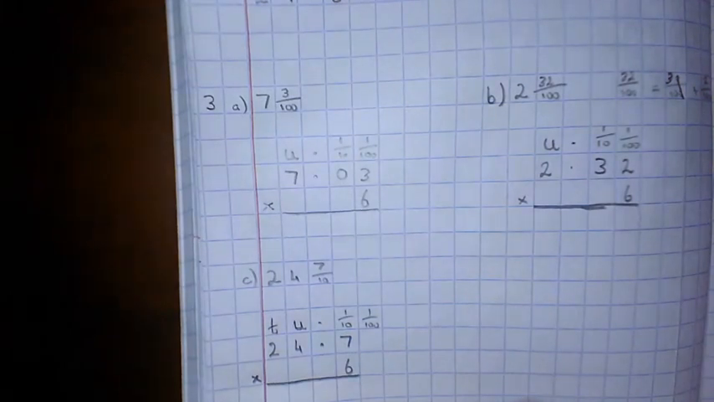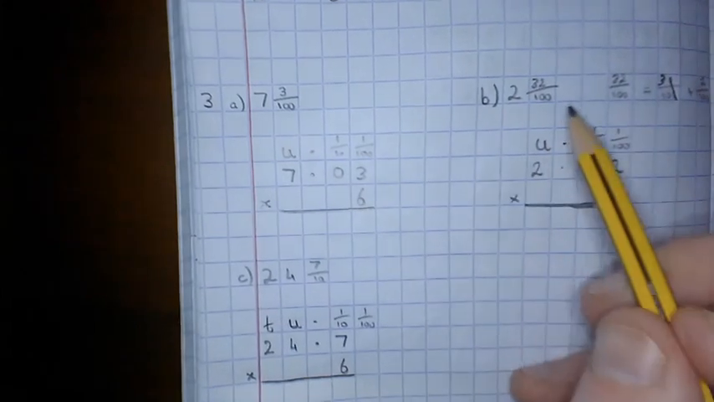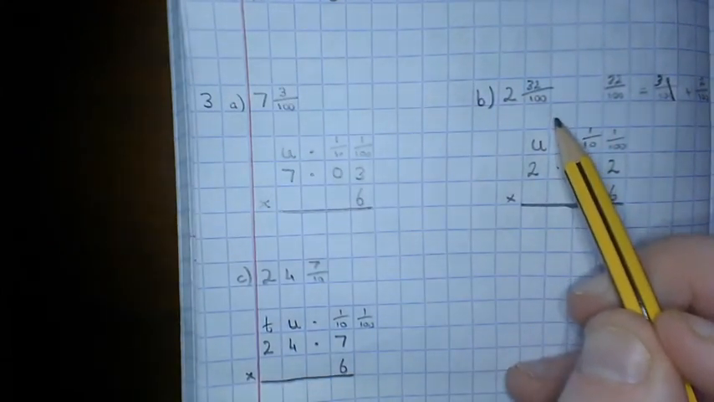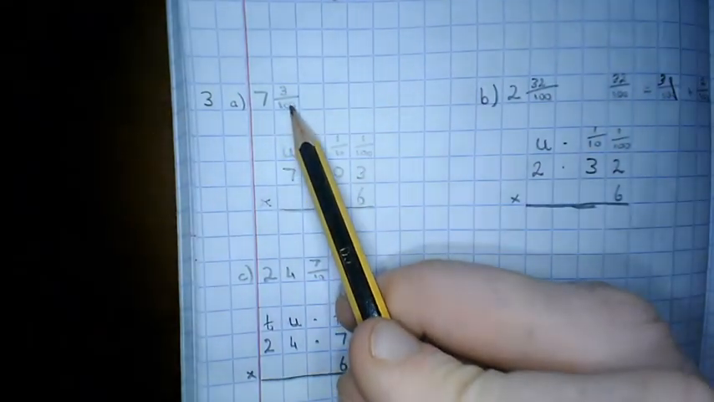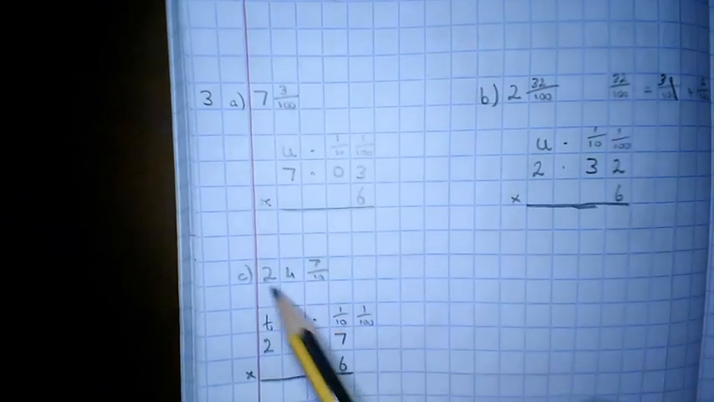So you're going to complete D, E, and F. So D is similar to B, E is similar to A, and F is similar to C.